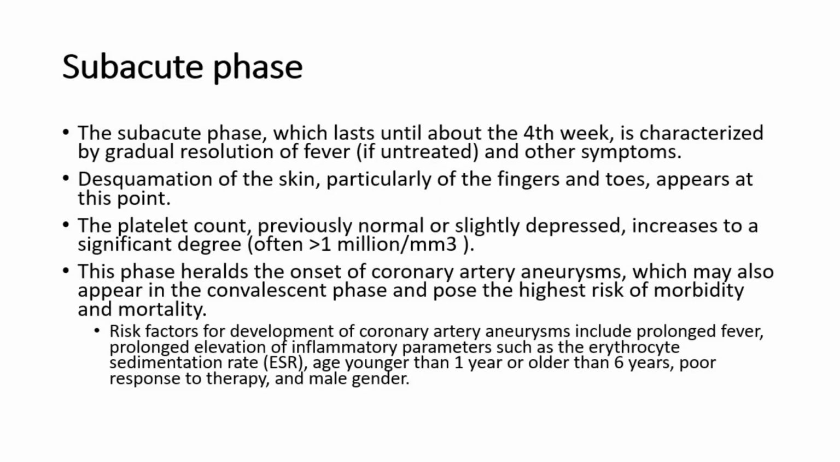Next is the subacute phase. The subacute phase, which lasts until about the 4th week, is characterized by gradual resolution of fever if untreated, and other symptoms. Desquamation of the skin, particularly of the fingers and toes, appears at this point. The platelet count, previously normal or slightly depressed, increases to a significant degree. This phase heralds the onset of coronary artery aneurysms, which may also appear in the convalescent phase, and pose the highest risk of morbidity and mortality.